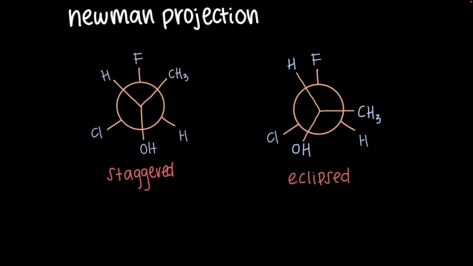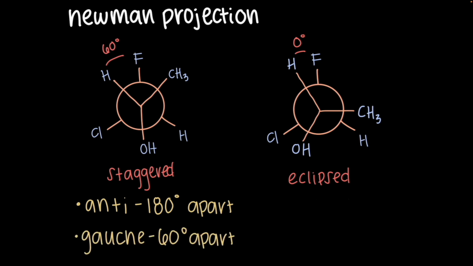Staggered conformations have a dihedral angle of 60 degrees between the groups on the front and back carbons, and eclipsed conformations have a dihedral angle of 0 degrees between the groups on the front and back carbons. Staggered conformations can have two different types of interactions between the groups on the front and back carbons. When groups are 180 degrees apart from each other, they are anti. When groups are 60 degrees apart from each other, they are gauche.